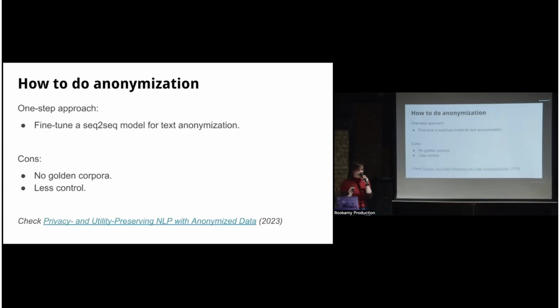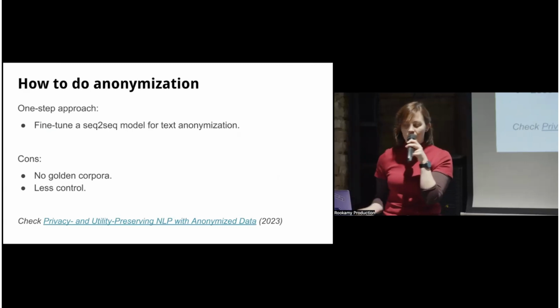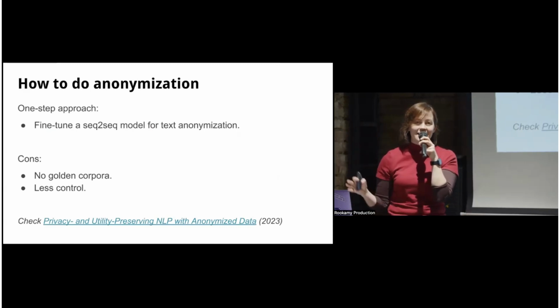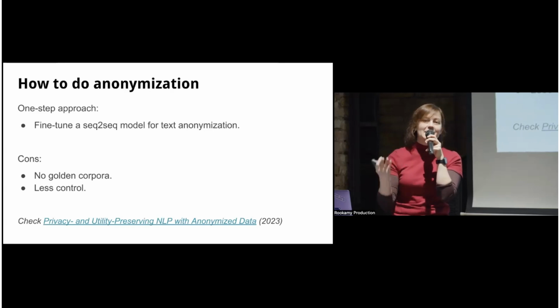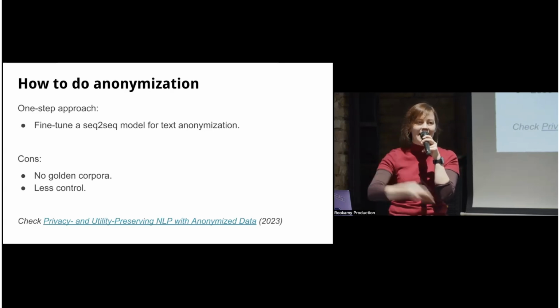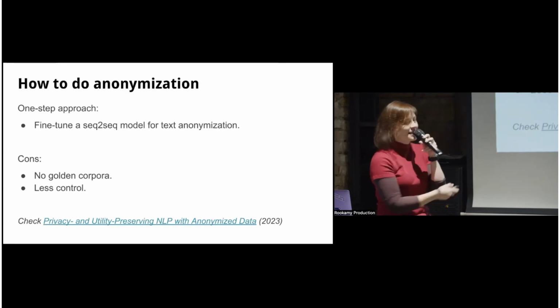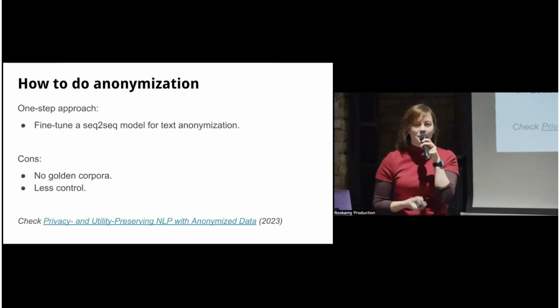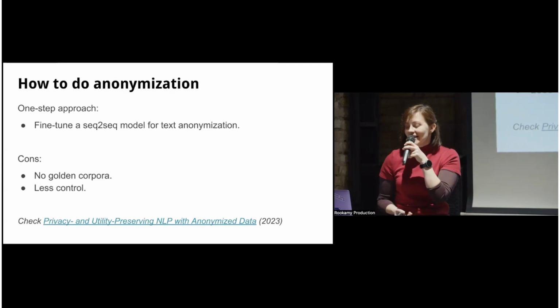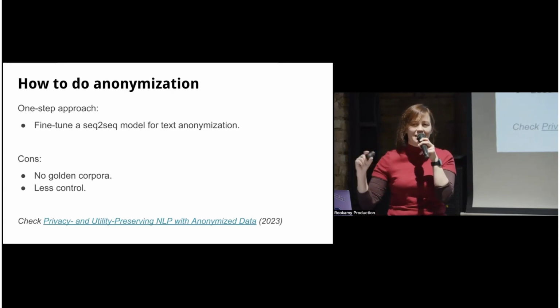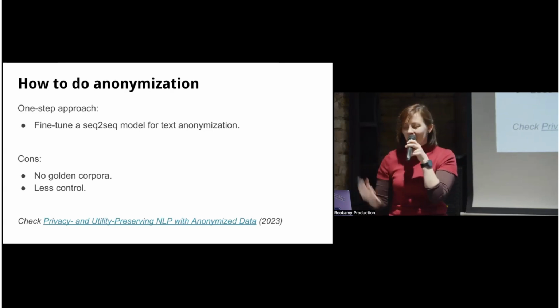There are two directions. One direction is to do it as a one-step approach. So you would fine-tune a sequence-to-sequence model to do text anonymization. You rewrite from one sentence to another sentence. Actually, I haven't seen any successful cases of that, but the idea is a good one. The only pro is that it's very simple, right? It's a simple idea. You take a parallel text, you train a model, and that's it. The problem is that there are no golden corpora for this, even for the English language, right? No one knows what the golden standard is in this case. And the other con is that you actually have less control over what is identified and what is anonymized. So you cannot fix one or the other part of it.